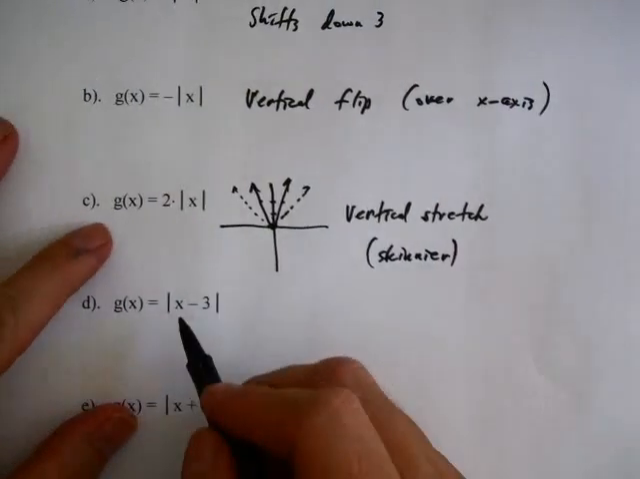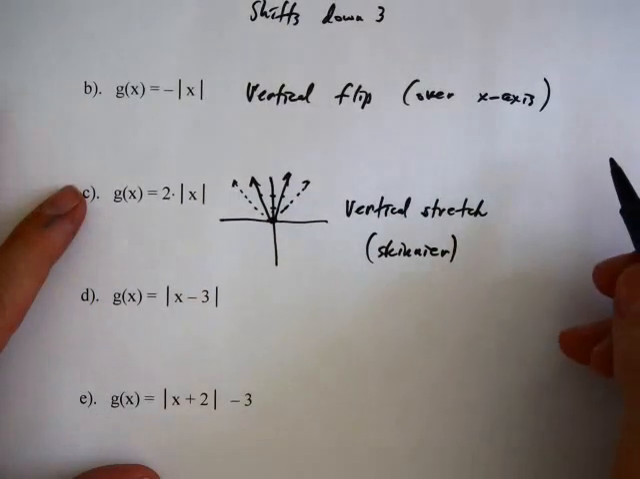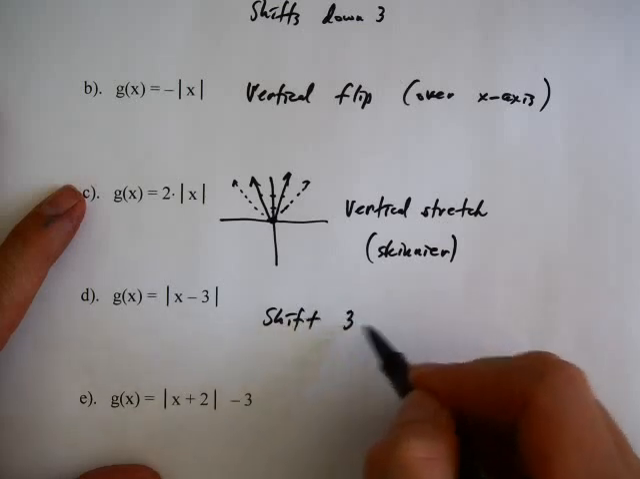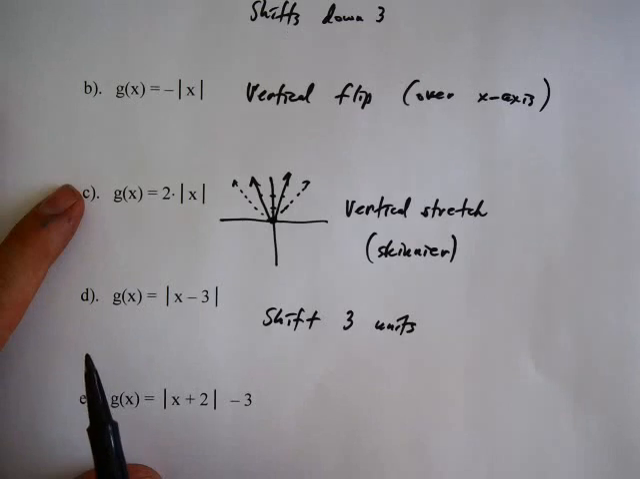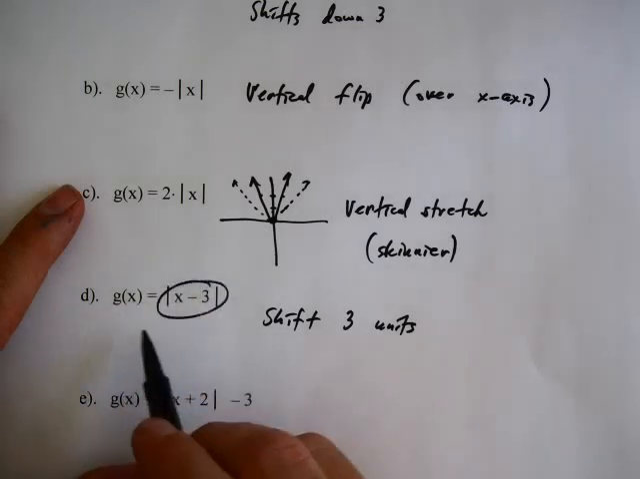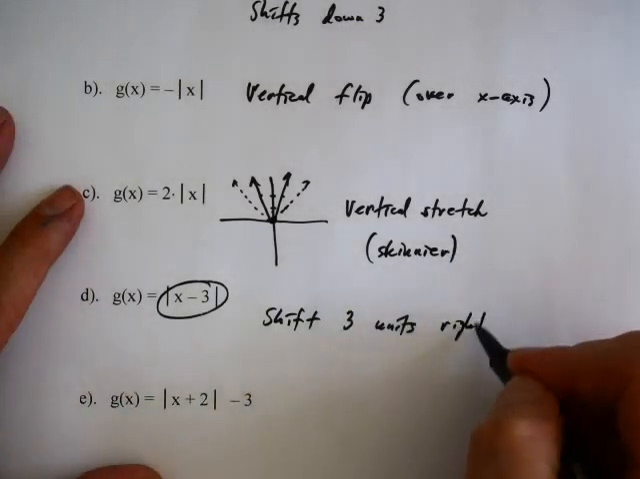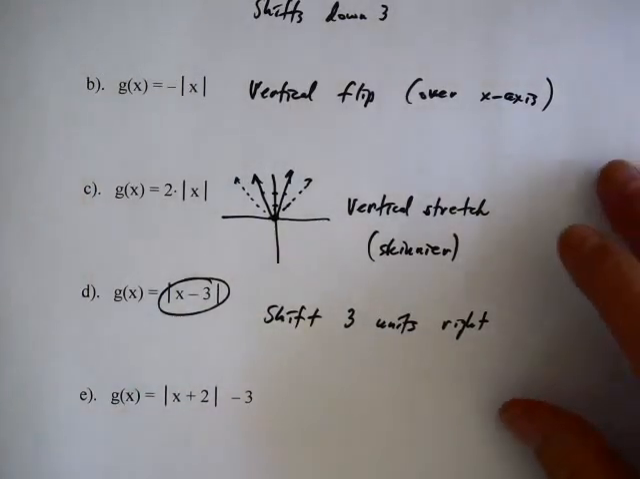Alright. X minus 3. Now that's like the one in number 9 that we did together. That's going to be a shift of 3 units. But which way? Well, when you're dealing with inside of the function, it's the opposite. It looks like it says negative 3, so it's going to be shifted to the right, positive 3.